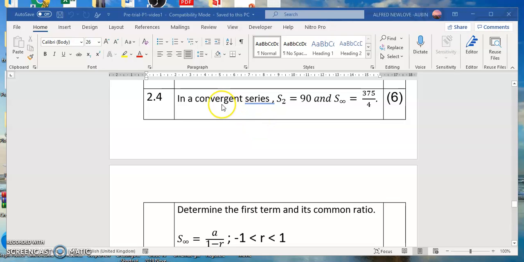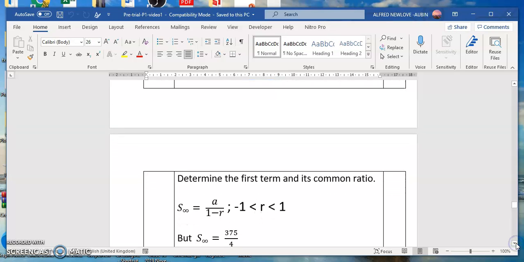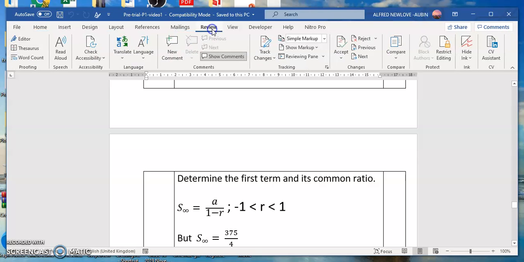We are still dealing with paper 1, number pattern. And this one is in a convergence series. This is the continuation. In a convergence series, the sum of the first two terms is 90. Sum to infinity is this one. Determine the first term and the common ratio. Now, to answer this, let me split this one into two.